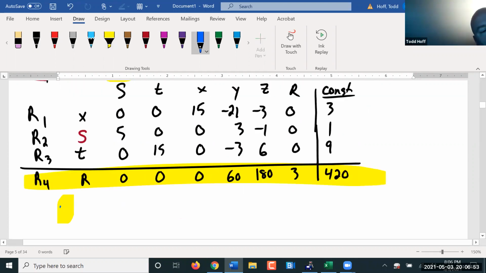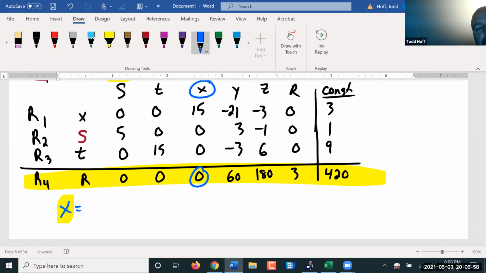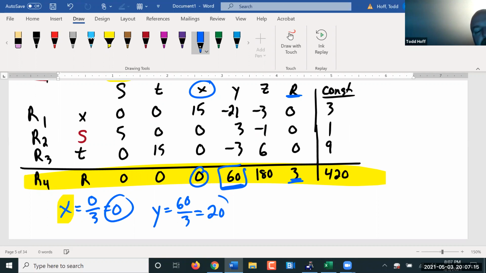For x, we take the value at the bottom of the x column, which is 0. We divide it by the value at the bottom of the r column, which is 3. 0 divided by 3 is 0. For y, we take the value at the bottom of the y column, which is 60. And again, we divide by the bottom of the r column, which is 3. 60 divided by 3 is 20.